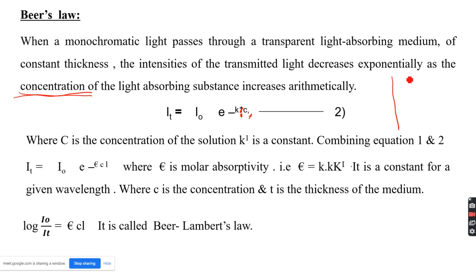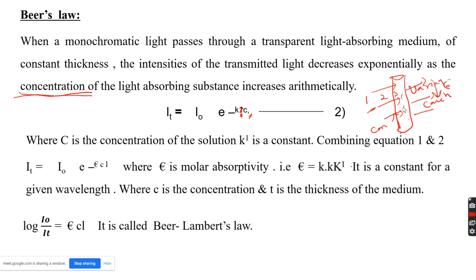We'll take the same one-thickness tube. In this tube we'll introduce a solution with varying degrees of concentration, like 0.1, 0.2, 0.3 normal. If you pass a light through a transparent light absorbing medium of a constant thickness, the intensity of the transmitted light decreases exponentially as the concentration of the medium increases arithmetically.